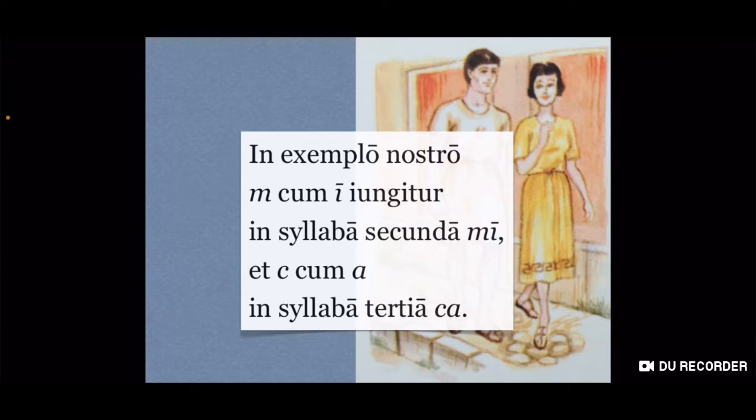In our example, M is joined with I in the second syllable mi, and C is joined with A in the third syllable ca.